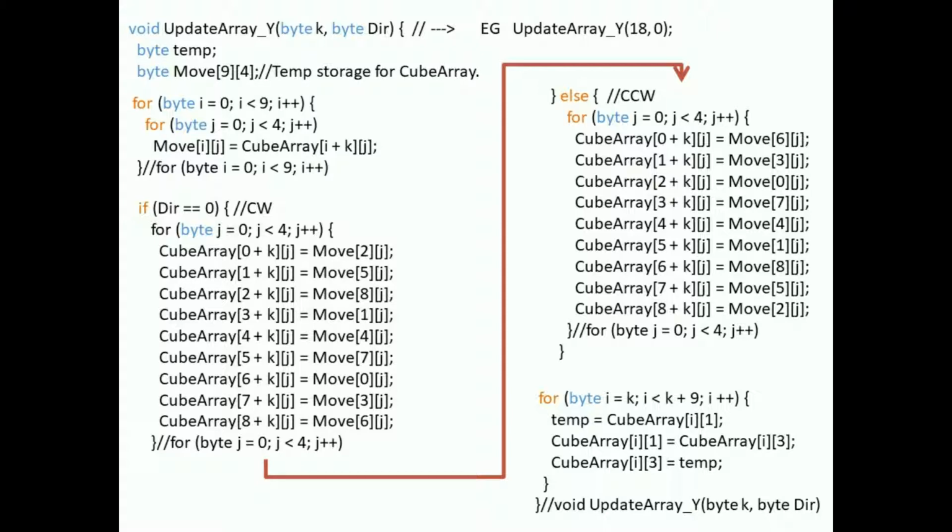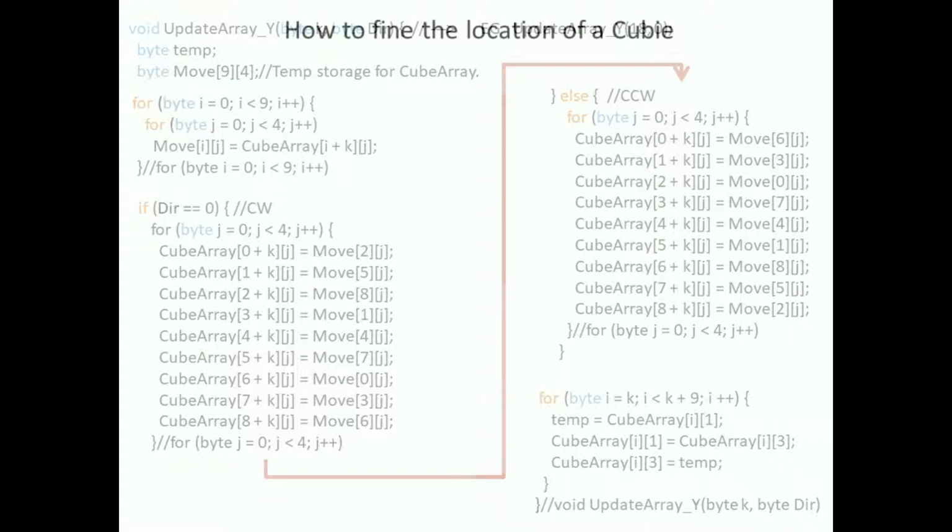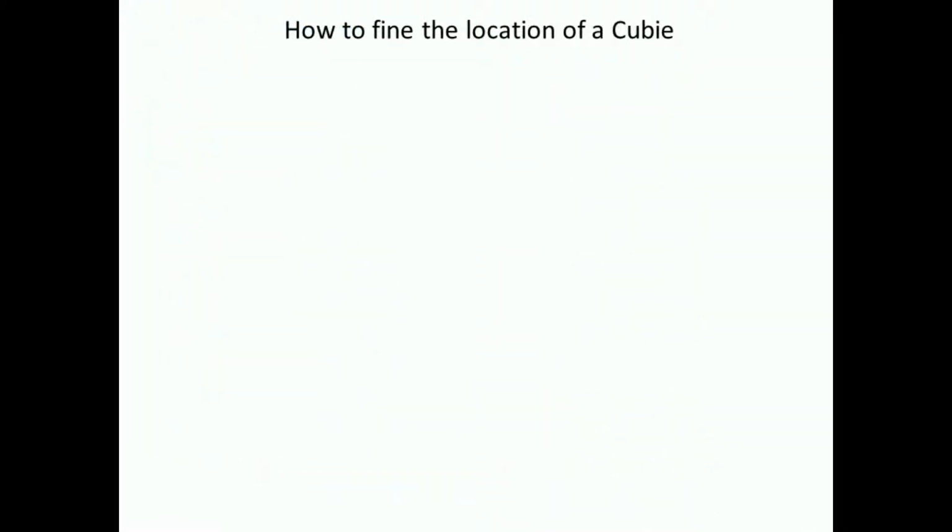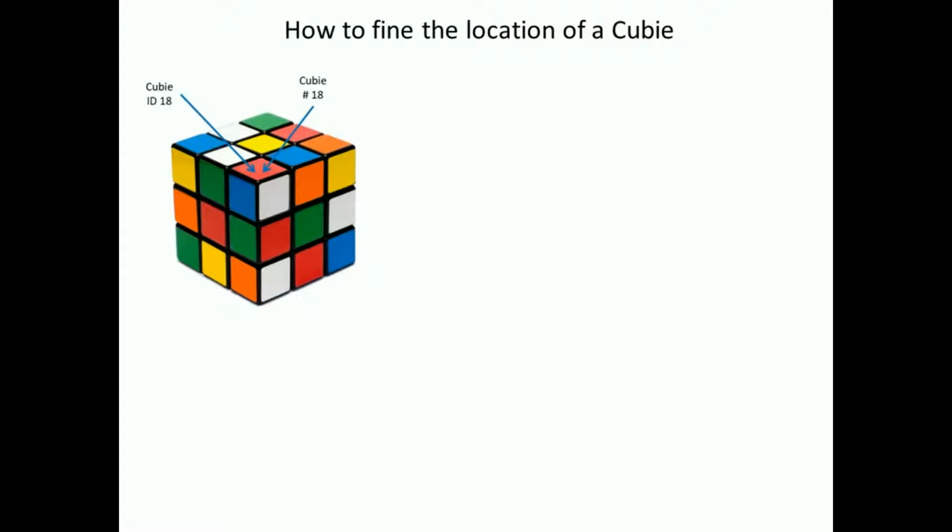Okay, so now we know how we're going to track the cubies using our cube array. How are we going to find the cubies when we want them? Okay, so here we have cubie 18 in location 18. However, it is misorientated. So how are we going to find that? How is the program going to know where cubie 18 really is? Just keep in mind, this is cubie 0 is still down the bottom corner there, just for orientation reasons.